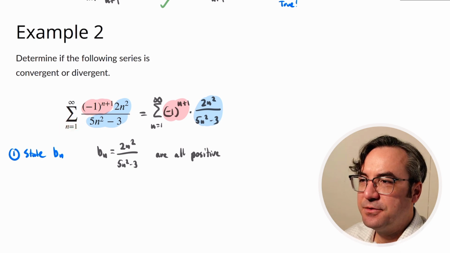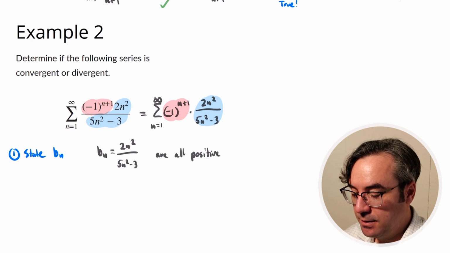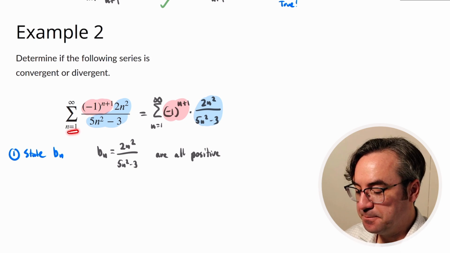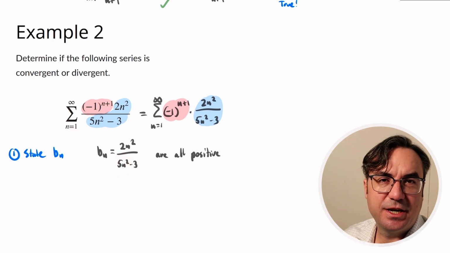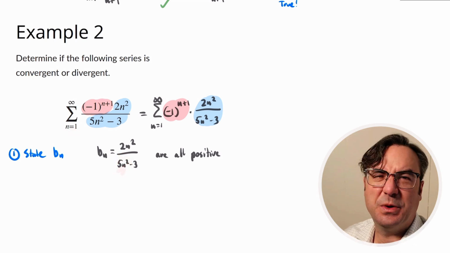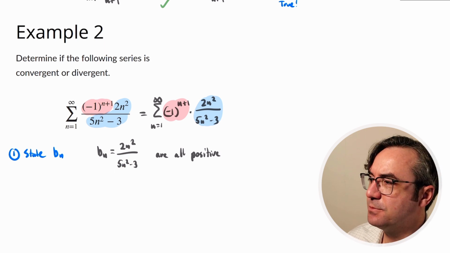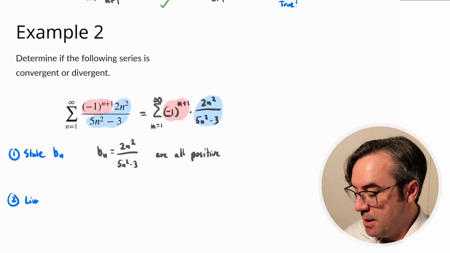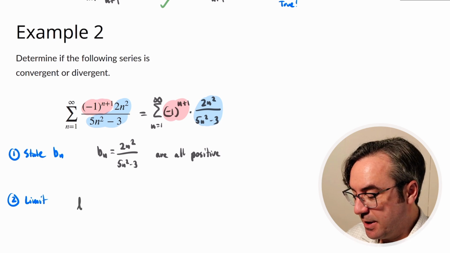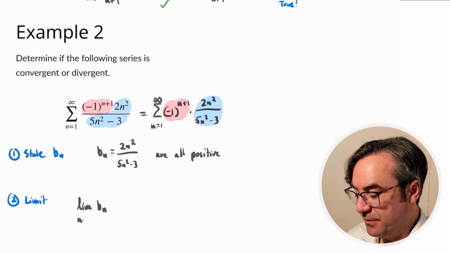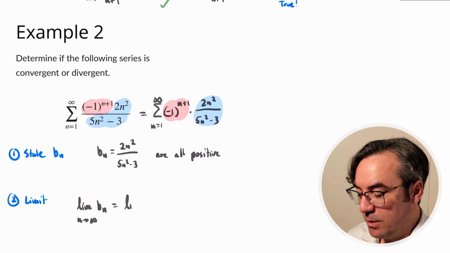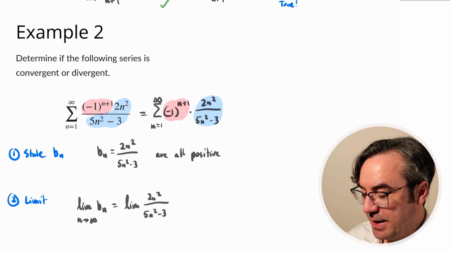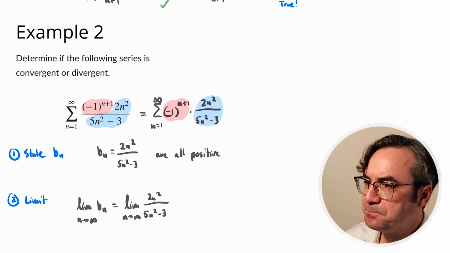So if we check the first one here, n equals 1, what happens? We get 5 minus 3, positive 2. And then once we get beyond that, this is just going to get a lot larger. So it's always going to be positive. So these terms are all positive. All right. So now we go on to do our limit. So what limit do we want to do? We want to calculate the limit of Bn as n goes to infinity. So let's fill in what we have for Bn. So it's the 2n squared over 5n squared minus 3 with n going to infinity.